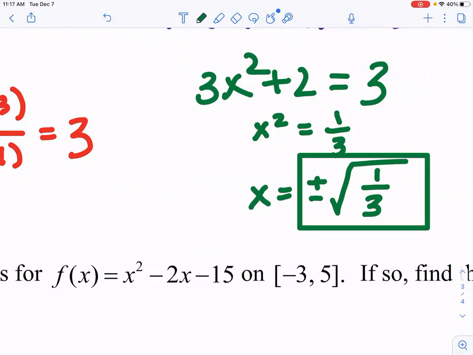Okay, now it's possible that you could get 2 numbers and one of them's in the interval and one of them's not in the interval. I only care about the ones in the interval. Okay, so make sure you pay attention to that in your homework. Hint, hint, wink, wink.